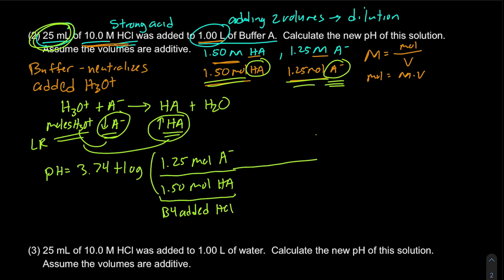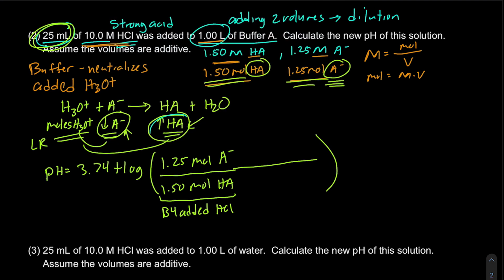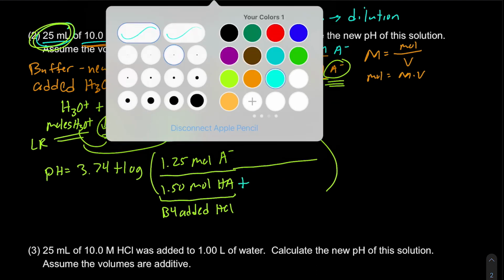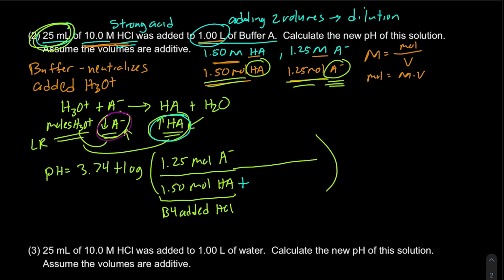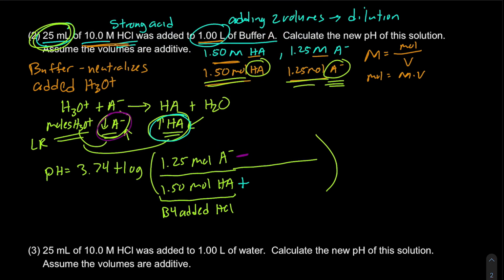But now, as we just talked about, we're going to increase the amount of acid and decrease the amount of base. So what we mean by that is because we're going to increase the amount of acid, we're going to add to the acid. And because we're going to decrease the amount of base, we're going to subtract from the base. Now, how much are we going to add or how much are we going to subtract has everything to do with how much H3O plus we have.